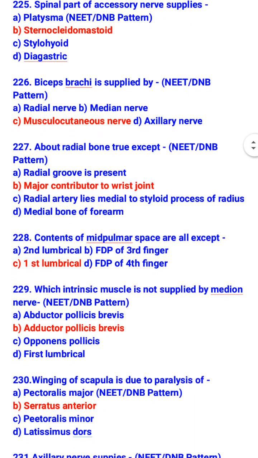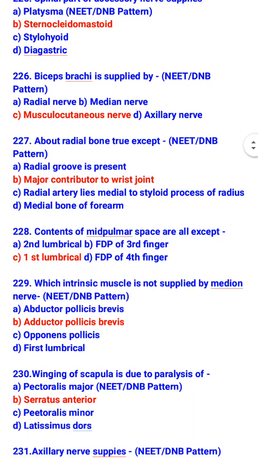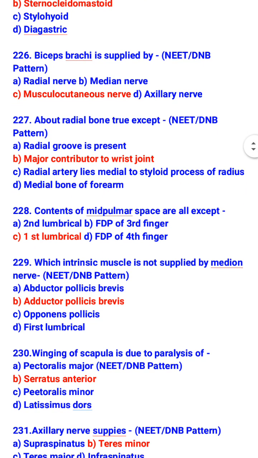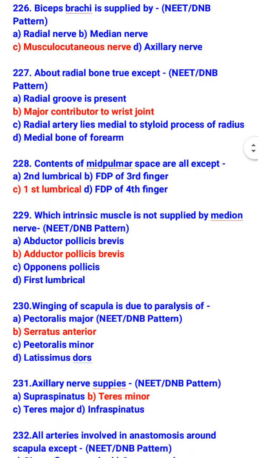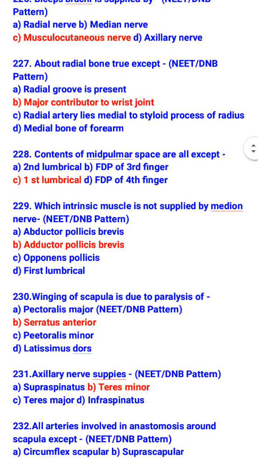Contents of mid-palmar space are all except first lumbrical. So mid-palmar space contents are second lumbrical, FDP of third finger, and FDP of fourth finger. Which intrinsic muscle is not supplied by median nerve? Adductor pollicis is not supplied by median nerve. So which is supplied by median nerve? Abductor pollicis brevis, opponens pollicis, and first lumbrical.